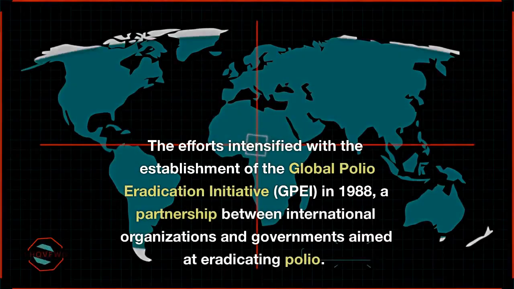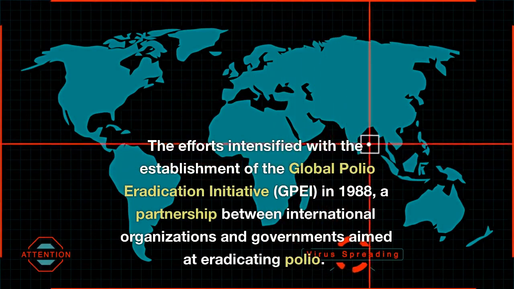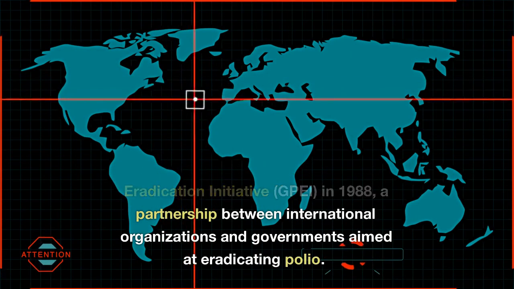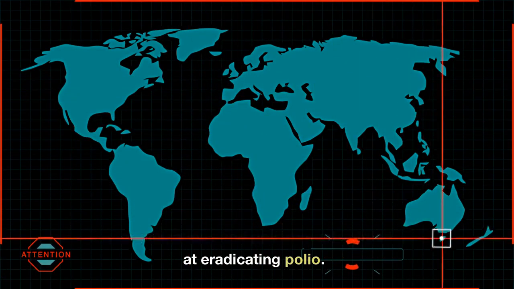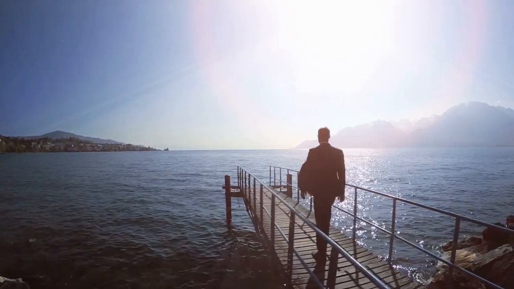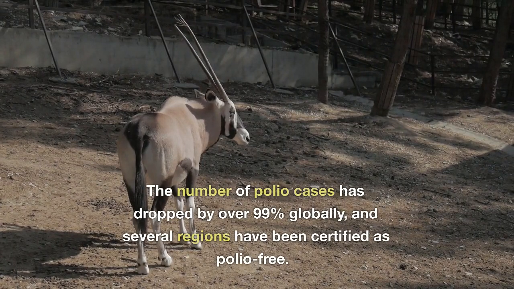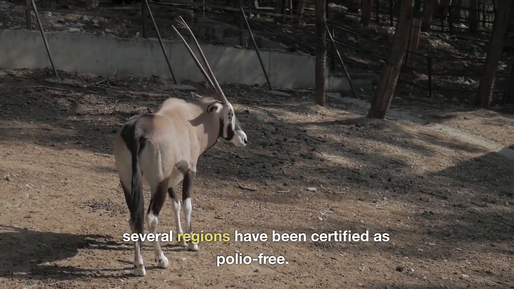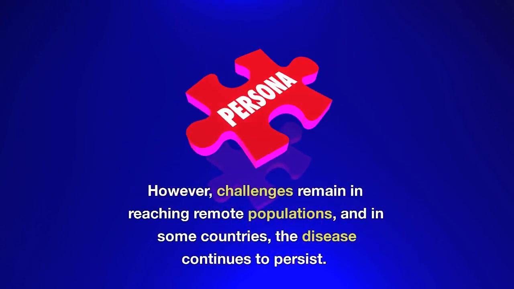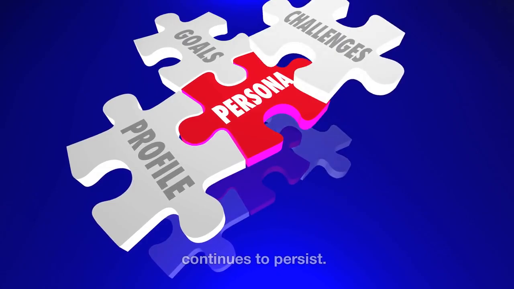The efforts intensified with the establishment of the Global Polio Eradication Initiative, GPEI, in 1988, a partnership between international organizations and governments aimed at eradicating polio. Since then, tremendous progress has been made. The number of polio cases has dropped by over 99% globally, and several regions have been certified as polio-free. However, challenges remain in reaching remote populations, and in some countries, the disease continues to persist.